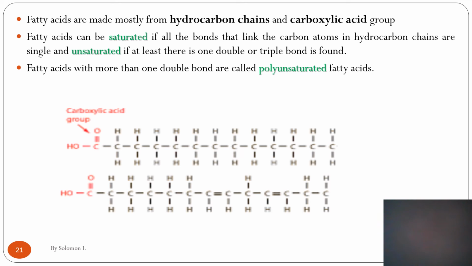To repeat once, these fatty acids are mostly made up of a hydrocarbon chain as well as a carboxylic acid group. The fatty acids can be saturated if all the bonds that link carbon atoms in hydrocarbon chains are single, and they are unsaturated fatty acids if at least one double or triple bond is found. Fatty acids with more than one double bond are also known as polyunsaturated fatty acids. This is the structure of fatty acids, so you can see here in the picture.